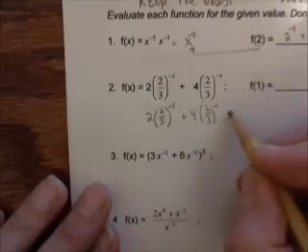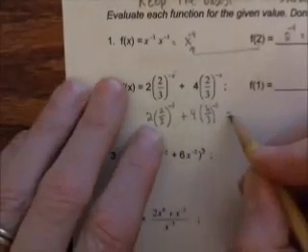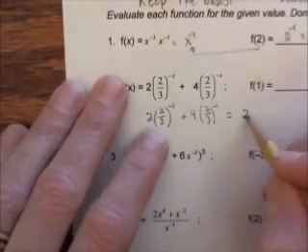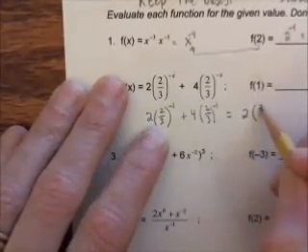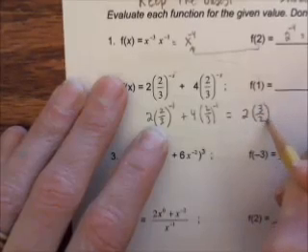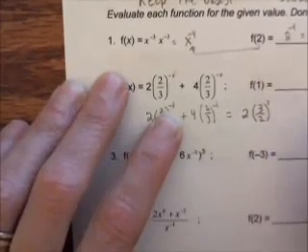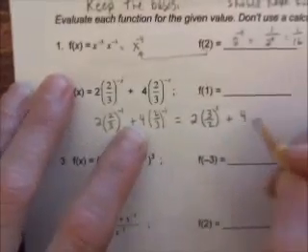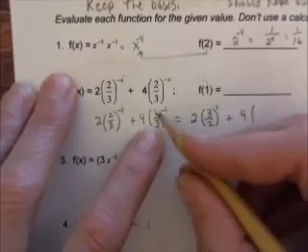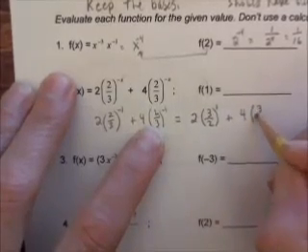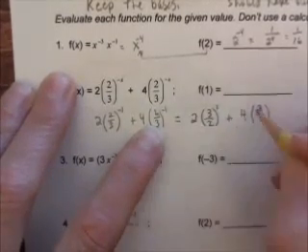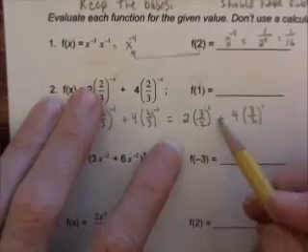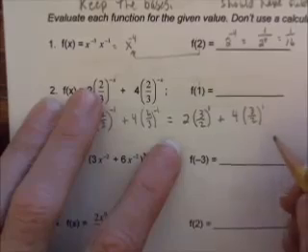fraction upside down and make the exponent positive. So the 2 on the outside stays a 2, 2/3 on the inside flips and becomes 3/2, and the negative 1 turns into a positive 1. And then we have a 4 on the outside, and the 2/3 flips upside down and becomes 3/2, and the negative 1 turns into a positive 1. So we have 2 times 3/2 plus 4 times 3/2.